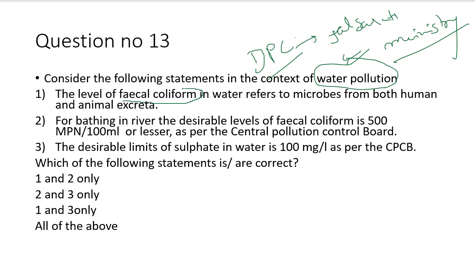The level of fecal coliform in the river water refers to the microbes, per 100 ml, present in the river water, and these microbes are basically from human and animal excreta. So this option is correct. Yes, the level of fecal coliform in the water refers to the microbes from human and animal excreta.